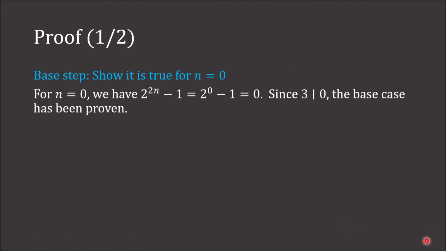So the base step is to show that it is true for n equals 0. So for n equals 0, we have 2 to the 2n minus 1, which is 2 to the 0 minus 1, which is 0. Now, 3 divides 0. So the base case has been proven. Remember, any integer divides 0.